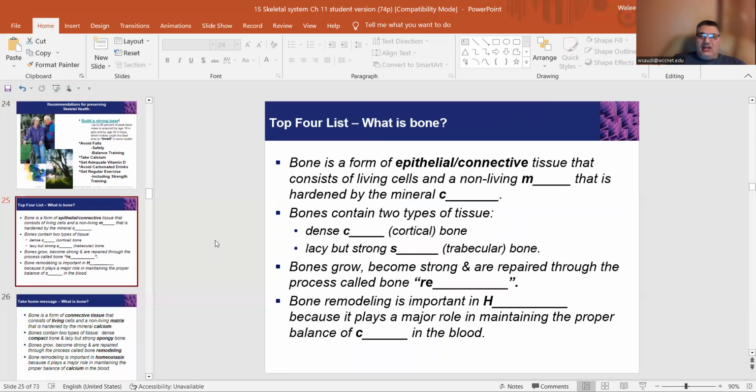Is the bone epithelial or connective tissue? I told you it is connective tissue already. Consists of living cells and non-living what? Matrix. I mentioned it. Why is it hard? Calcium, the mineral called calcium. Which type of bone is dense? Compact or cortical bone. Which one is sponge-like? Spongy bone or trabecular bone. What's the building unit here? Osteon, these circular structures. What's the building unit here? Trabeculae.